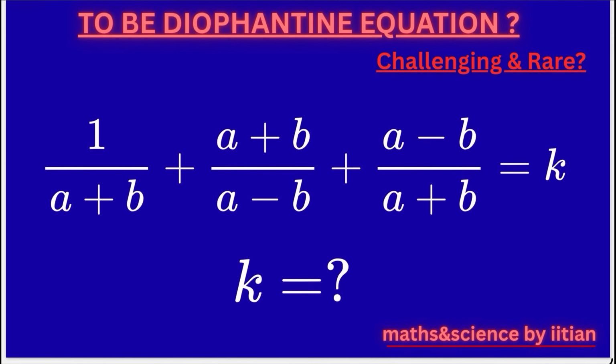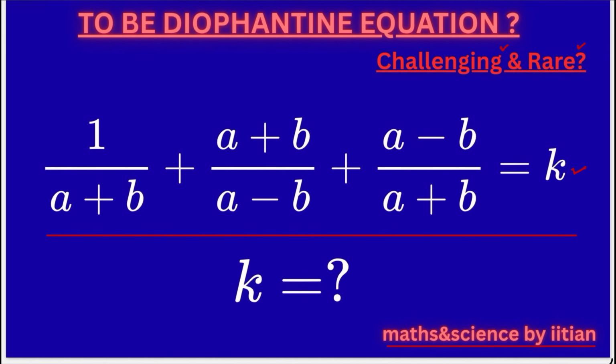In this lecture, we will be talking about understanding the concept of Diophantine equation and to find out under what conditions a given equation can be a Diophantine equation. If an equation converges to a value of k, what should be the value of k so that the given equation will be a Diophantine equation? Where no numeral is given, please try to understand. It's a very challenging and very rare example on Diophantine equations.